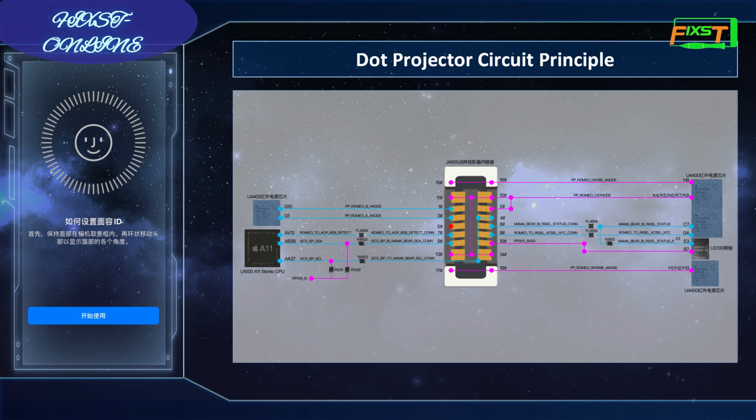And then we see the pin 4 and pin 9. Pin 4 and pin 9, these two lines all is the I2C control signal from CPU. And then we see the pin 6. Pin 6, this line is the CPU to the dot projector, the detect signal. Pin 6 is the dot projector, the study scene signal.